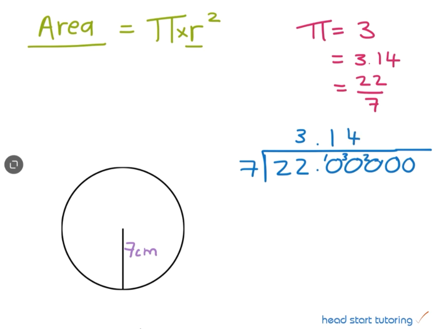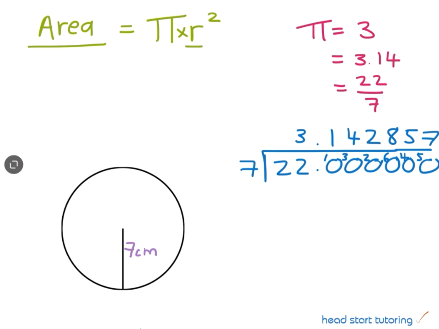7 fits into 20 twice, with 2 times 7 being 14. The difference between 14 and 20 is 6. 7 now fits into 60 8 times, and there's a remainder of 4. 7 fits into 40 5 times, and there will be a remainder of 5. And as you can see, the pattern will keep continuing, and there will be an infinite number of decimal places.